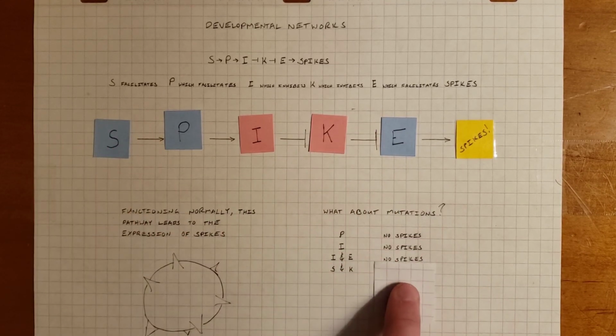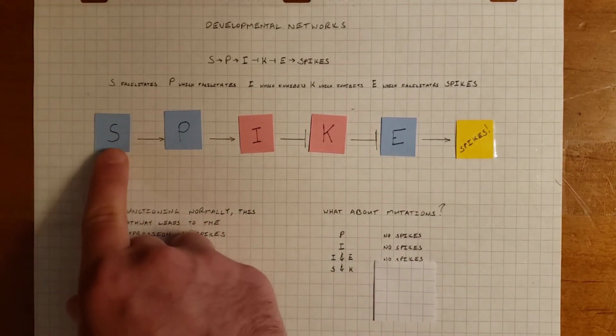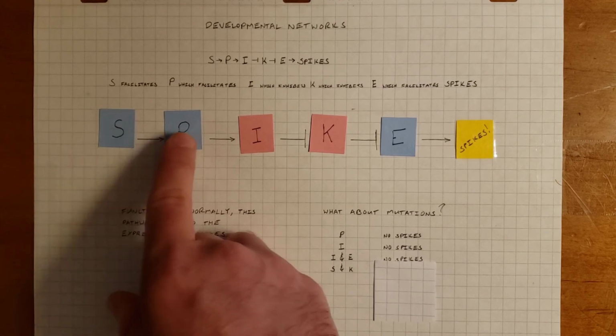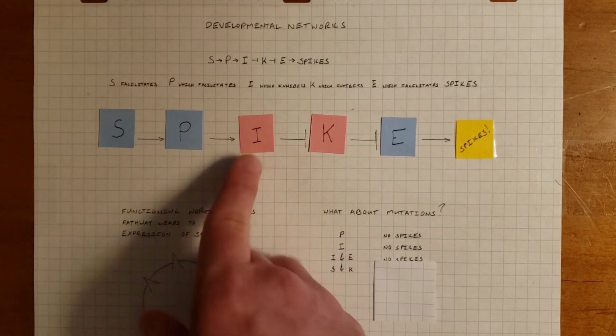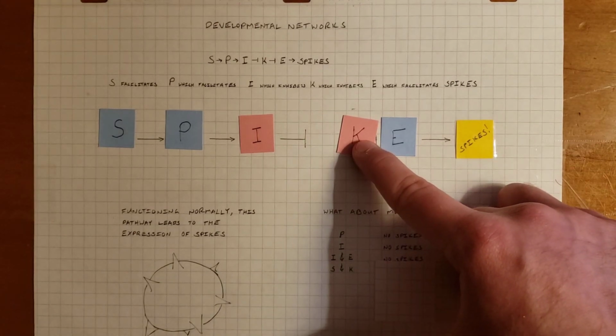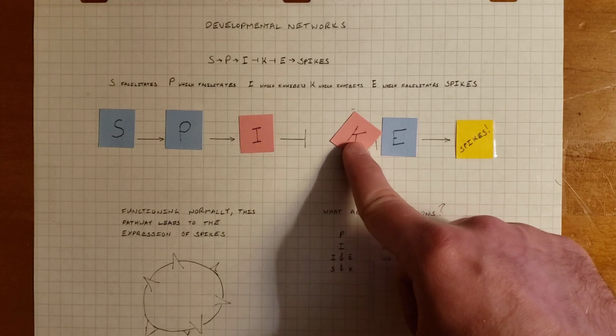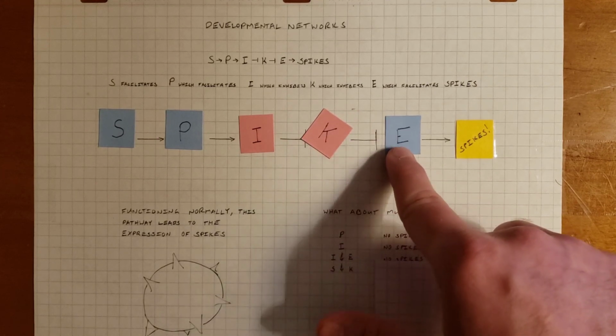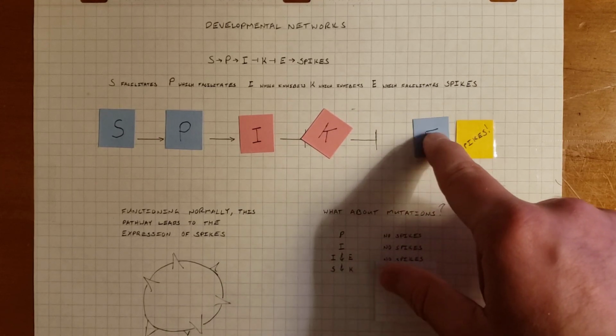And in the S and K double mutant, S is non-functional. It cannot facilitate P, which can't facilitate I, so K would then go on to inhibit E normally, but it is non-functional. It's a mutant. It can't inhibit E, so E then goes on to facilitate spike production in the ectoderm.